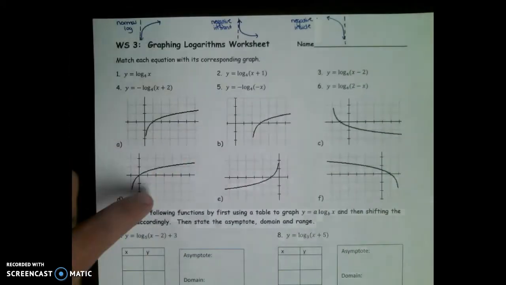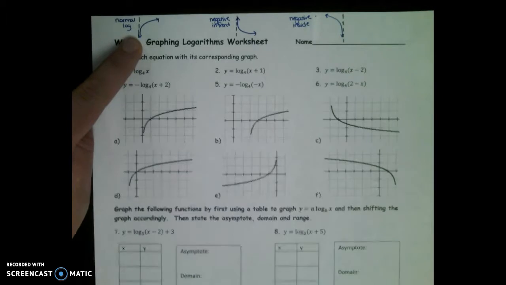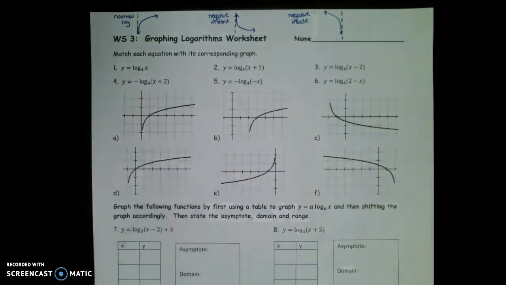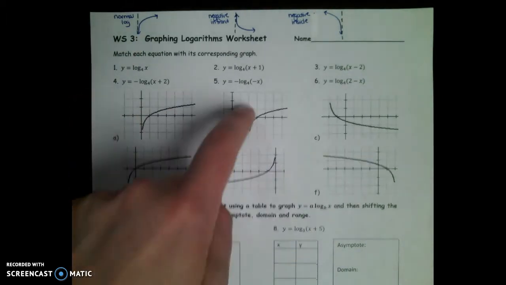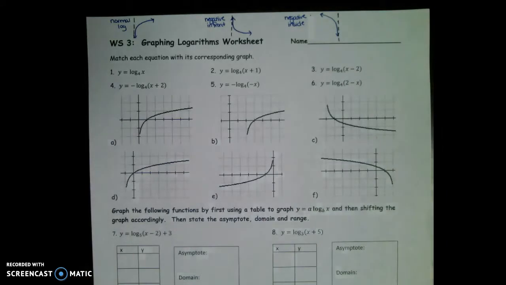A, B, and D look like normal logs. So from these equations, you should be able to match which one goes with A, which one goes with B, which one goes with D.